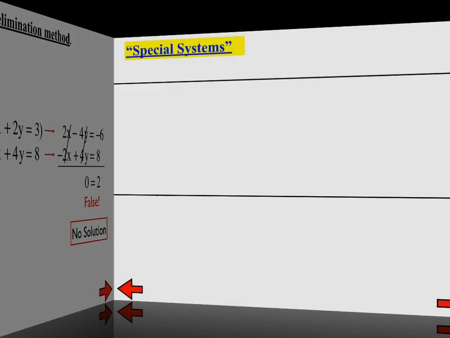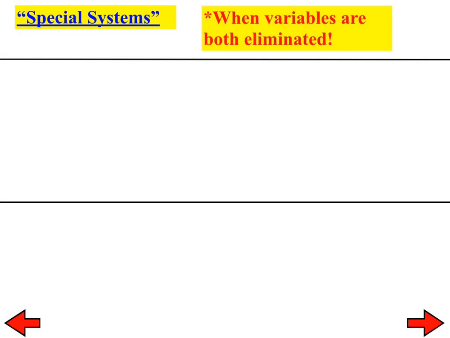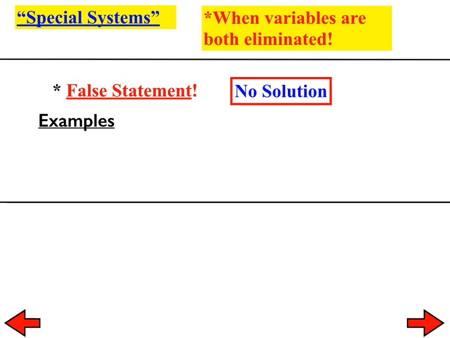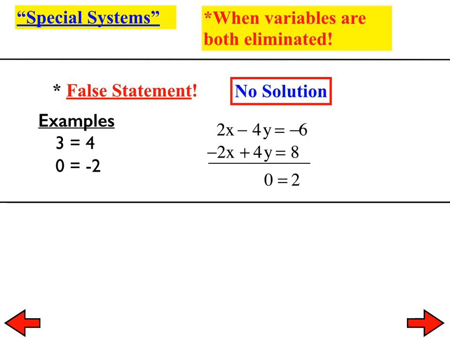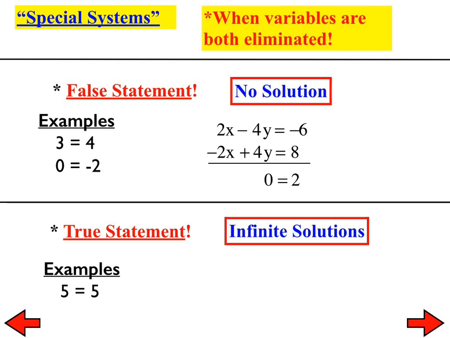So much like situations before, when both variables are eliminated, something different is going to happen. If we end up with a false statement, we end up with a no solution situation, and with a true statement, we end up with an infinite number of solutions. All right, we are finished.